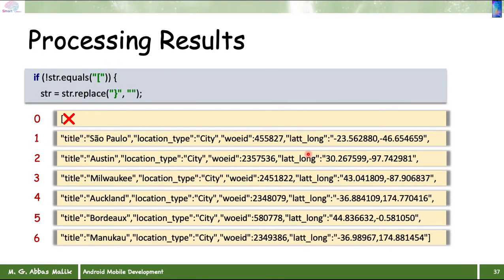Remember, we have these right curly braces, and we want to remove them. So we are doing some string operations, string dot replace. It is going to replace that right curly brace with nothing, which means it is going to be deleted, and it will return the new string, and I am saving it in the same string. Okay, so now we don't have the curly braces.